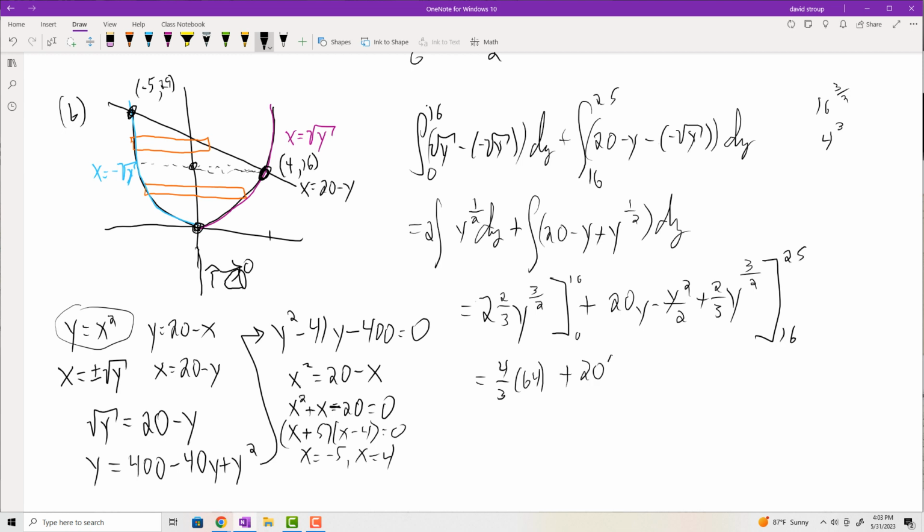So 20 times 25 minus, oh boy, 25 squared over 2 plus 2/3. 25 to the 3 halves is 125. And then I need to subtract away 20 times 16 minus 16 squared over 2 plus 2/3. 16 to the 3 halves is 64, I believe. And I'm just going to go to my calculator at this point and see if I get it.